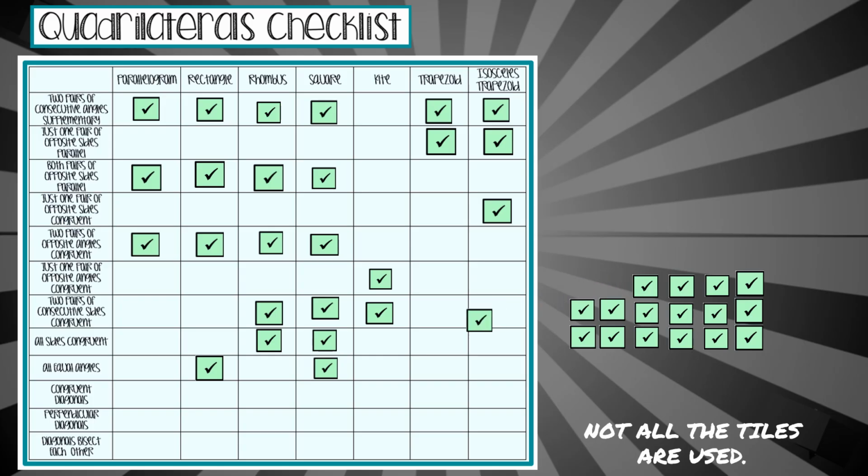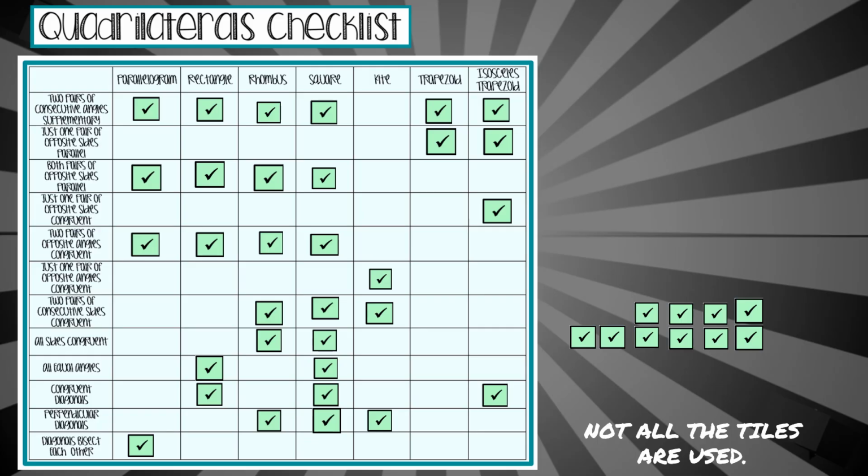Congruent diagonals. That works for rectangle. That works for square. It also works for isosceles trapezoid. Perpendicular diagonals. That works for rhombus, square, and kite. Diagonals bisect each other. That's a property of parallelograms. So parallelogram, rectangle, rhombus, and square are gonna work.